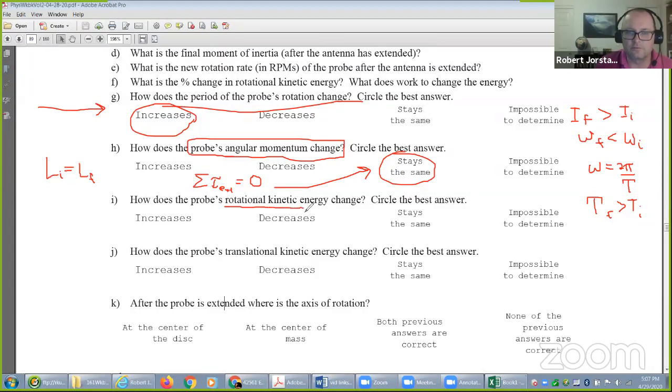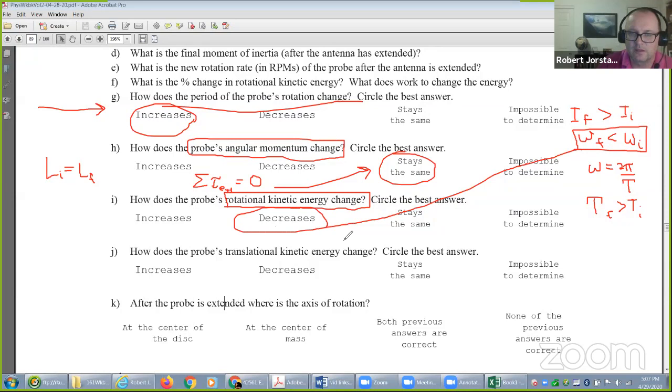How does the rotational kinetic energy change? Did we see anything there? Usually when this is true, we're going to say this is true. Not always, but in this case, we did the math and that was true. You can actually do the math right here and we saw that it lost 70%.